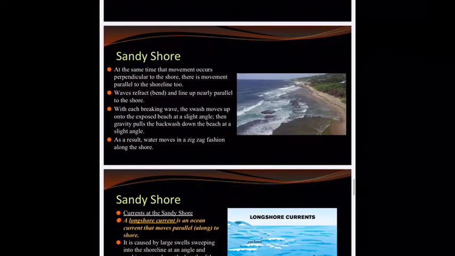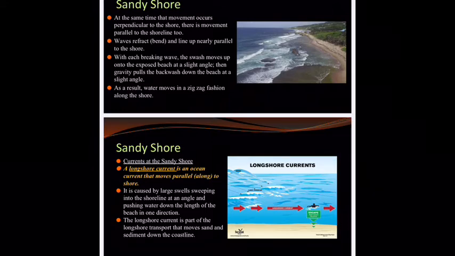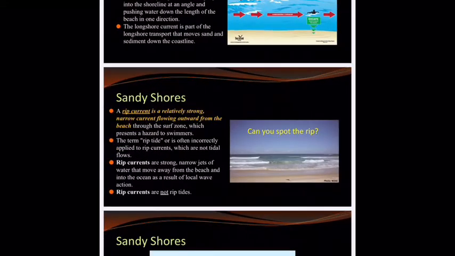All right, so while movement occurs perpendicular to the shoreline, there's a movement parallel to the shoreline too. Our waves are going to refract and bend and line up parallel, and with each breaking wave, the swash moves up and then the backwash takes stuff away. As a result, the water's going to move in a zigzag kind of fashion. When that happens, you get these longshore currents that move along and parallel to the shoreline. This one's a review, I know you know these, okay? Now, I know you know the rip current one too, because I taught you. The place where you think it's the most gentle right there, that is the place where you can die.